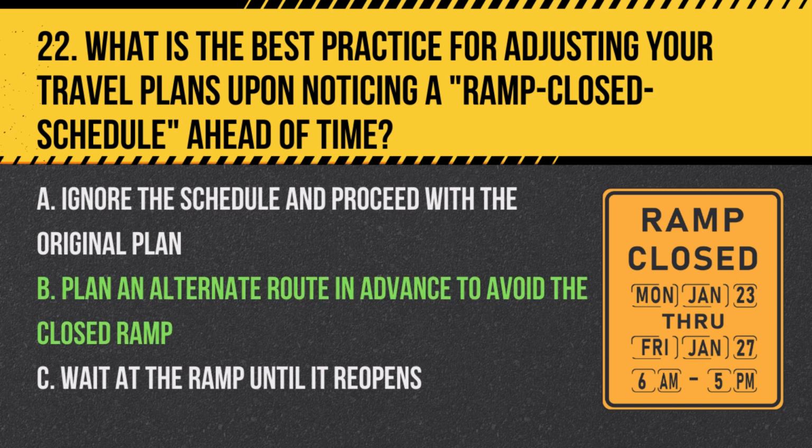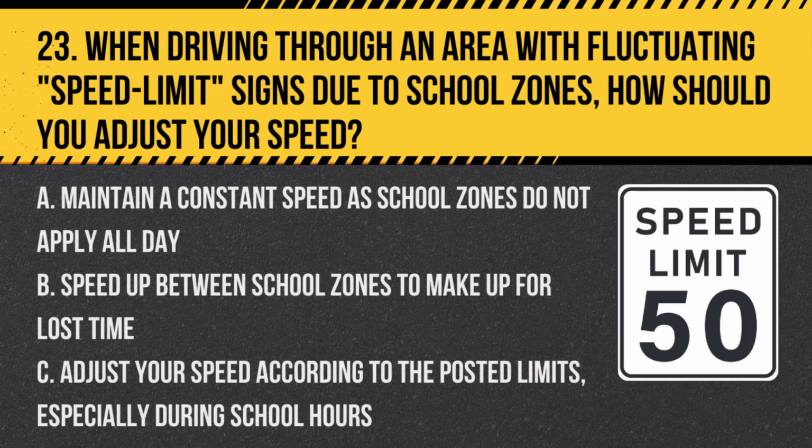Answer: B. Plan an alternate route in advance to avoid the closed ramp. Noticing a ramp close schedule ahead of time allows you to adjust your travel plans by planning an alternate route, thereby avoiding delays and ensuring a smoother journey. Question 23. When driving through an area with fluctuating speed limit signs due to school zones, how should you adjust your speed? A. Maintain a constant speed as school zones do not apply all day. B. Speed up between school zones to make up for lost time. C. Adjust your speed according to the posted limits, especially during school hours.